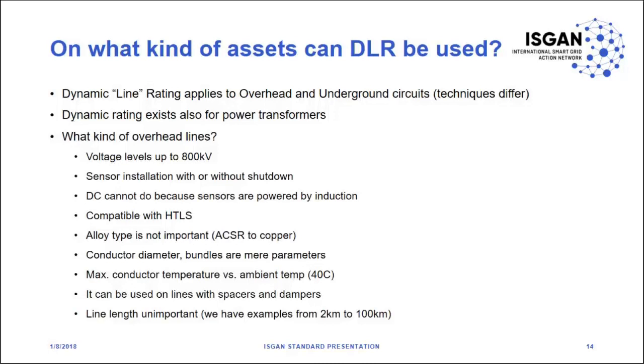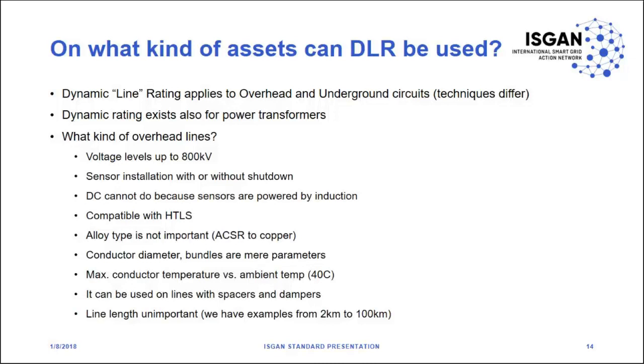Alloy type is not important. We have cases with AAAC, ACSR, even copper. It can happen. It's only a parameter, just like conductor diameter. The fact that the circuit is with dual conductors or triple, quad, whatever.